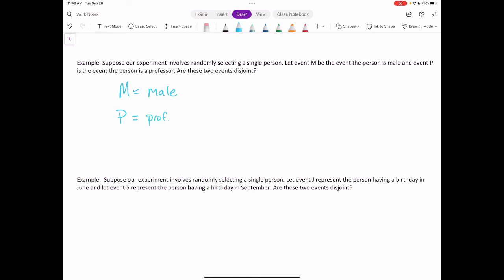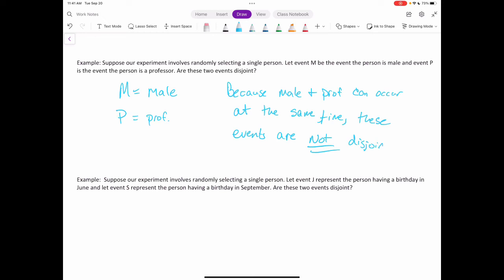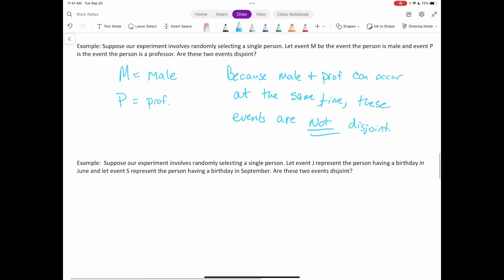Okay? Are these two events disjoint? Once again, disjoint means in a single instance, can both of those attributes occur at the same time? Well, can we select a single person that is both male and a professor? Well, I certainly hope so, right? Because I like to think I fit in that category. So because male and professor can occur at the same time, we say these events are not disjoint. All right. So if they can occur at the same time, they are not disjoint. If they cannot occur at the same time, they are disjoint. I know it's a little confusing, but hopefully that clears it up.